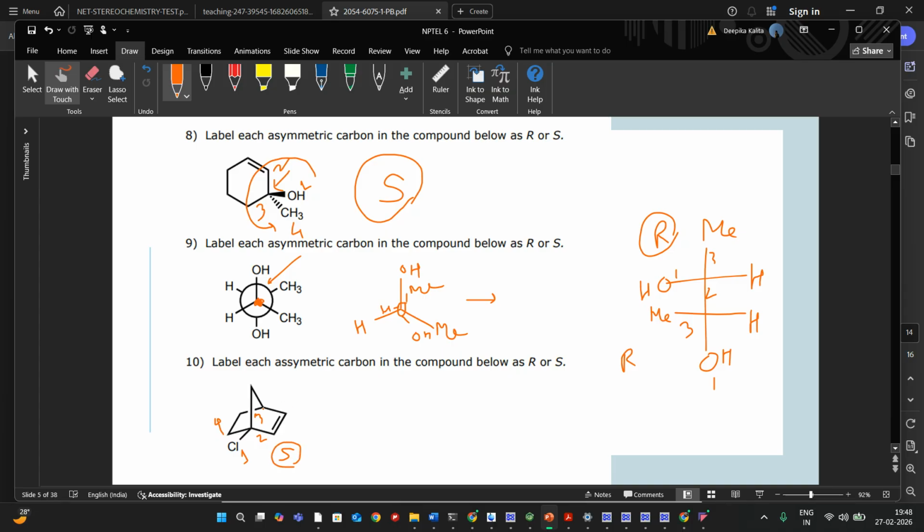For the second asymmetric center, we have this as the first priority, this as the second priority, and this as the third priority, and the fourth priority group will be away from us, which will be a hydrogen. Hence, this is also having the absolute configuration S. So thus we have assigned the RS absolute configurations to all the asymmetric carbons present in these three molecules.